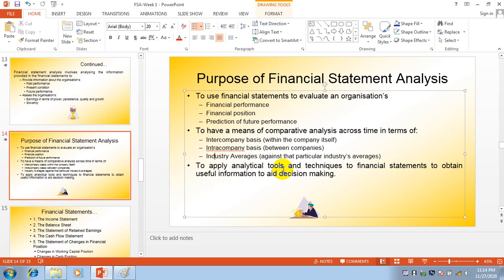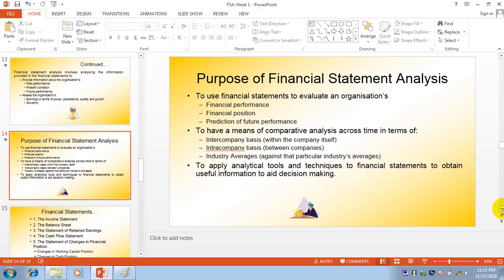To apply analytical tools and techniques to financial statements to obtain useful information to aid decision making. So financial statement analysis uses some tools and techniques to obtain useful information from financial statements. I told you ratio analysis, trend analysis, common size analysis. These are the tools and techniques that we use to obtain information from financial statements. And then we use these to make decisions about the future regarding the company.